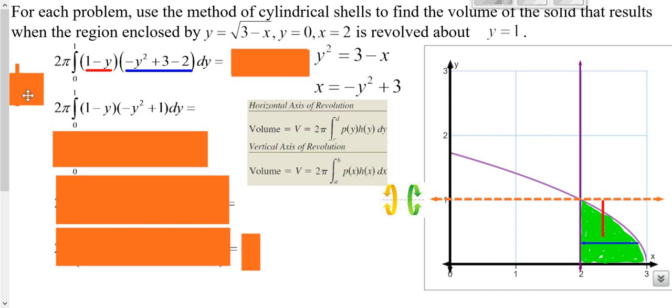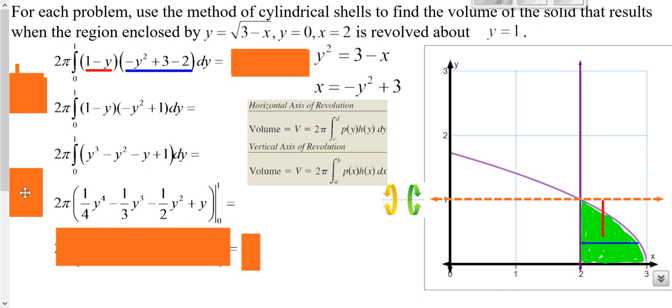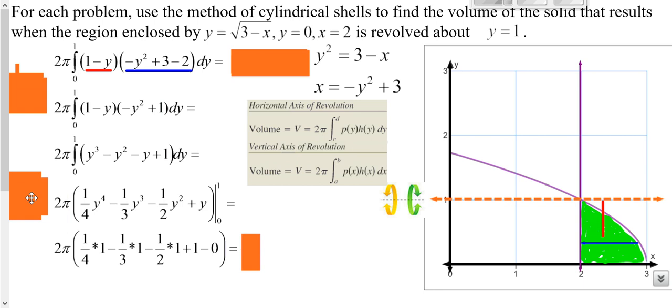Now we need to try to integrate this. We have 2 terms by 2 terms, so we'd want to go ahead and FOIL that out. Now it's in a form where it's pretty easy to integrate. So increase your exponent by 1. Now plug in your 1 minus what you get when you plug in your 0. And we end up, in this case, getting 5 pi over 6.